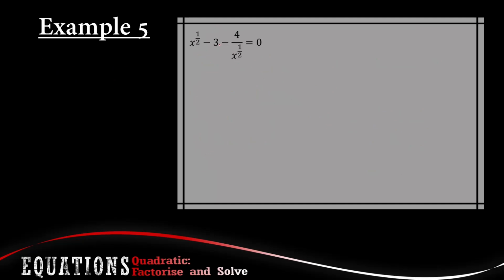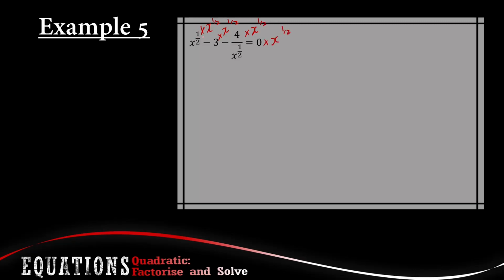Final example. Okay, now here we have this guy that's hanging around here in the bottom, and I want to get rid of my fractions. So this is actually our lowest common denominator, or I can just think of, let's just multiply each term with that: multiply with x to the power of a half, multiply with x to the power of a half, multiply with x to the power of a half.